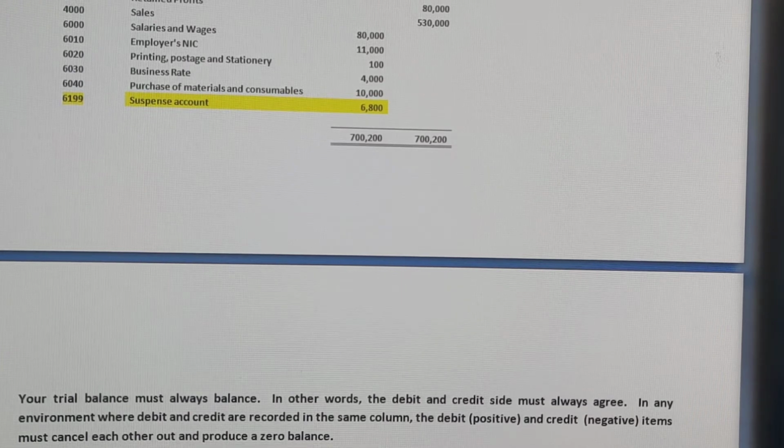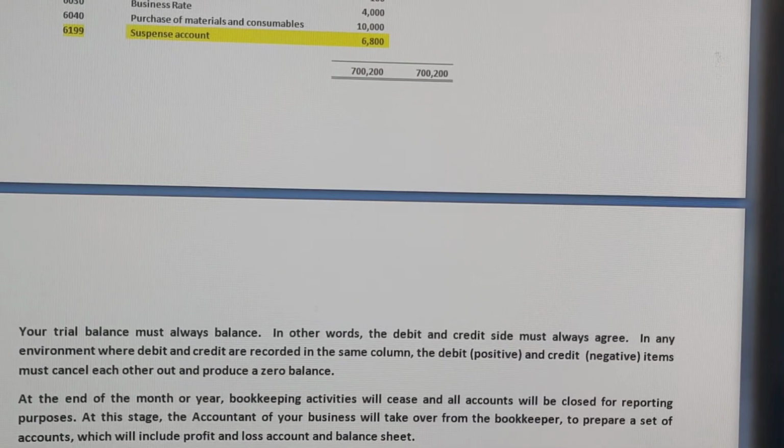Now, in other words, the debit and credit side must always agree. But in most computerized environments these days, debit and credit will show in only one column, with the credit items recorded as negative, while the debit items are recorded as positive. But when you add them all up together, they should give you a zero balance. That is when your trial balance is said to be balanced. Now, if your trial balance is not balanced, you will not be able to produce accurate financial statements, and your other reports will not be correct.